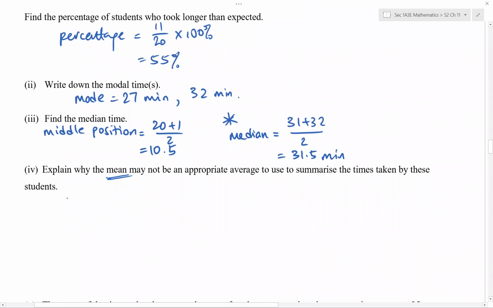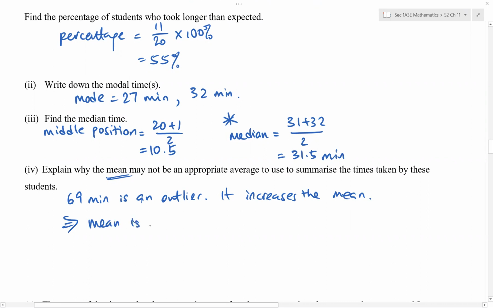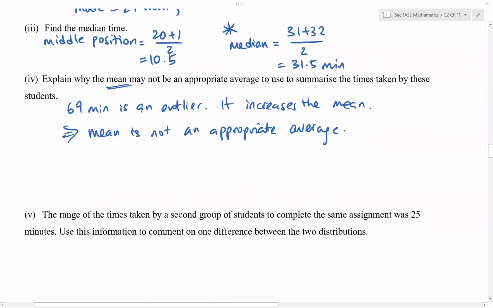So start off with the facts. 69 minutes is an outlier. It increases the mean. Therefore, mean is not an appropriate average. We should be using the median in this case.